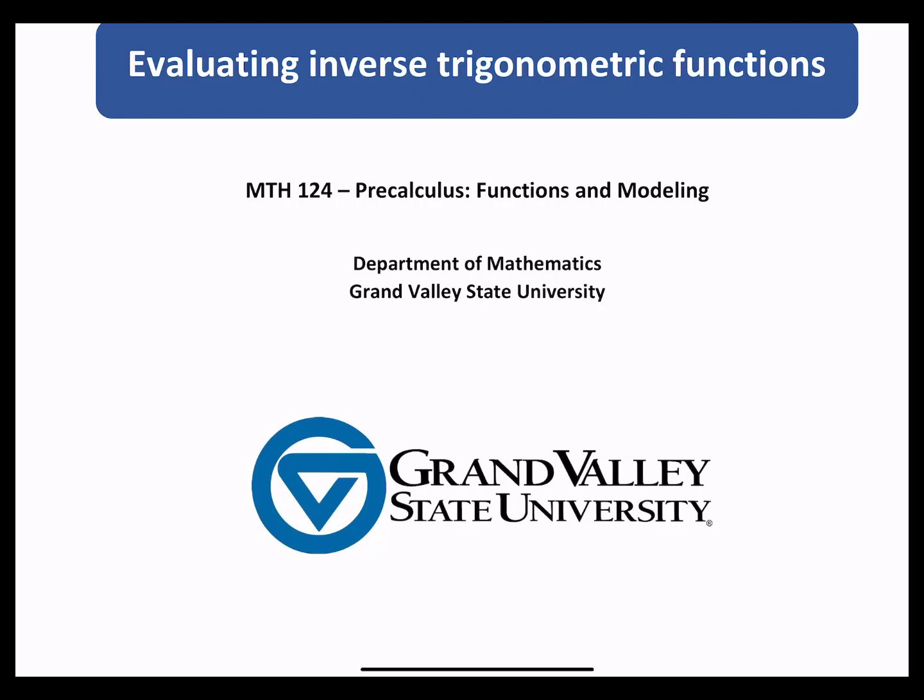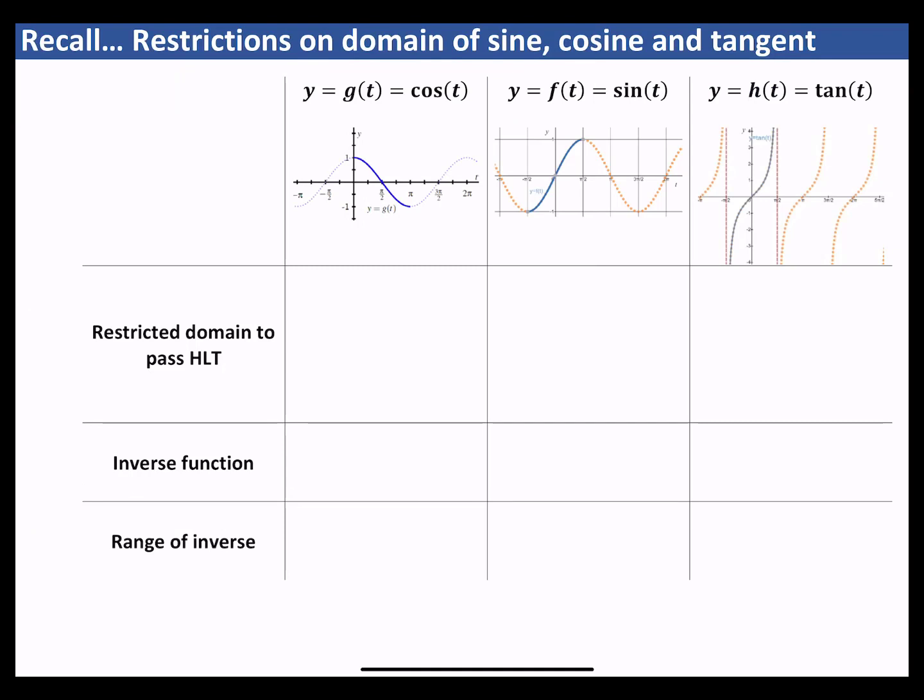Hello and welcome. In this screencast, we will use restricted versions of the sine, cosine, and tangent functions to evaluate inverse trigonometric functions. Previously, we saw that the cosine, sine, and tangent functions do not pass the horizontal line test and thus do not have inverses on their entire domains. However, if we restrict each of their domains, then we can consider their inverse functions. Take a few minutes to review our previous work and complete the table below.